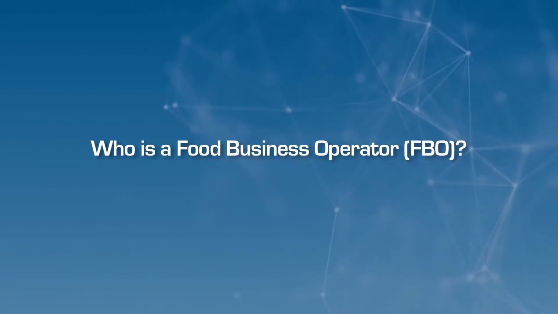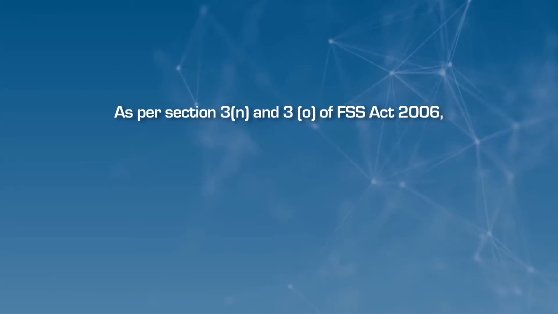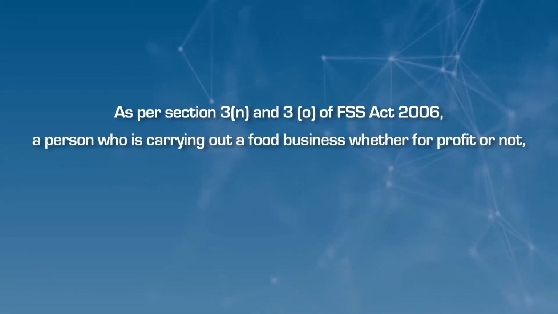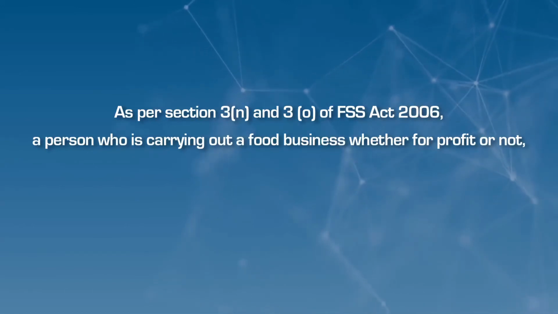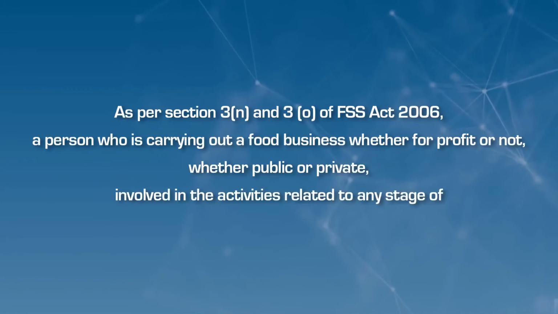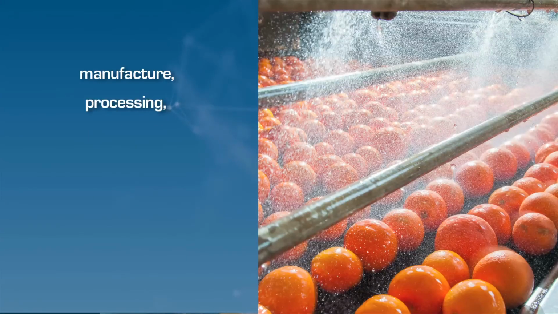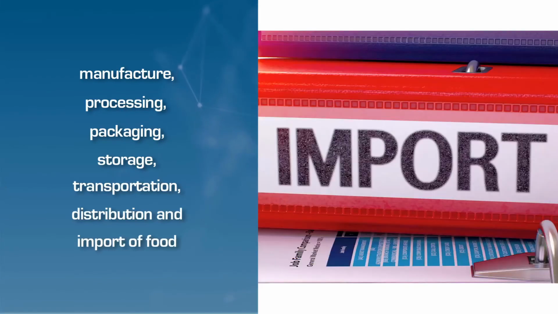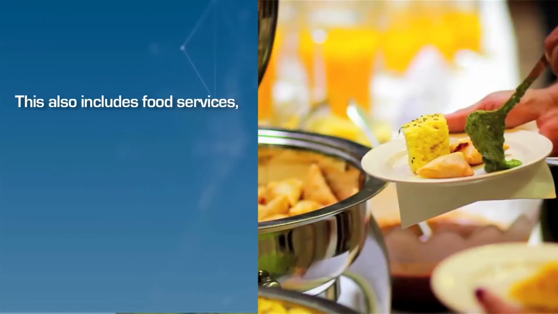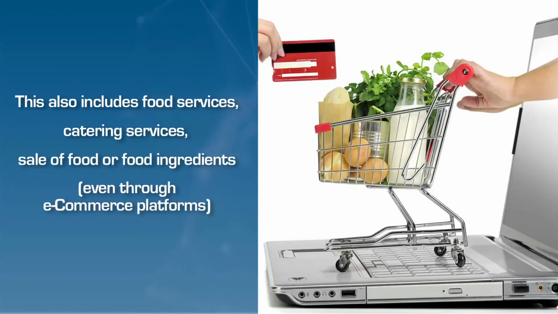Who is a food business operator? FBO. As per Section 3N and 3O of FSS Act 2006, a person who is carrying out a food business, whether for profit or not, whether public or private, involved in the activities related to any stage of manufacture, processing, packaging, storage, transportation, distribution and import of food. This also includes food services, catering services, sale of food or food ingredients, even through e-commerce platforms.